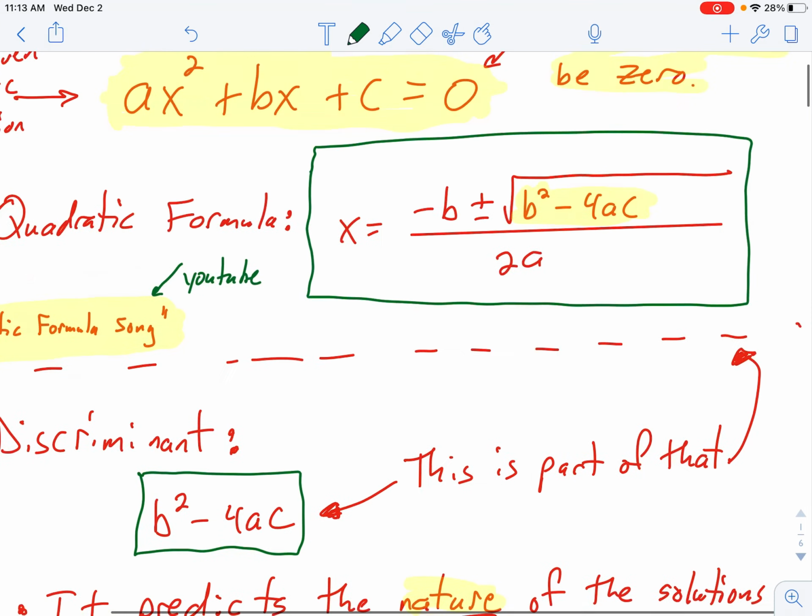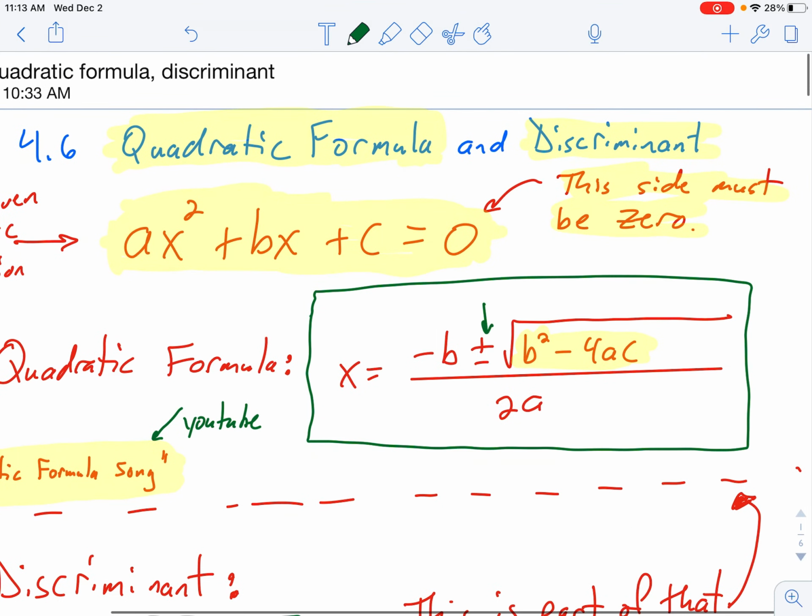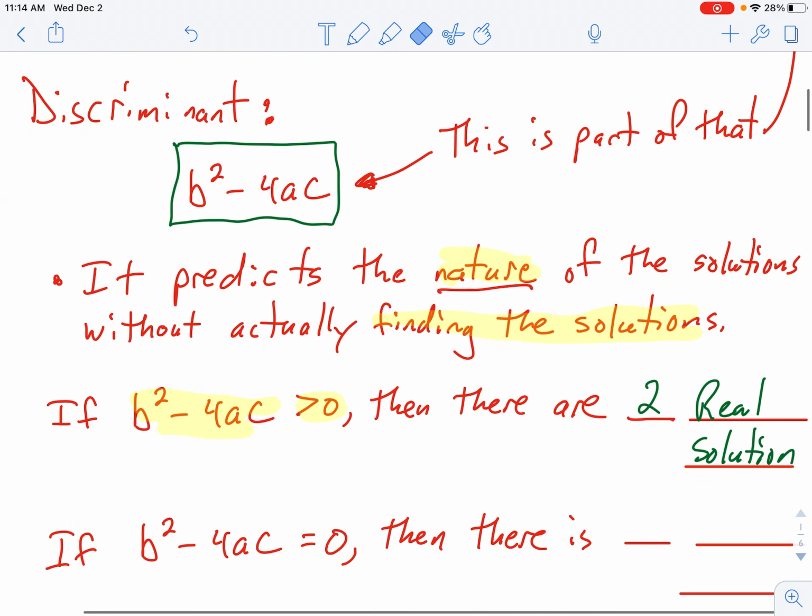Why are there two real solutions? Well, because when you plus, you get one, and when you minus, you get the other. Plus minus means you have to add and then subtract. So two real solutions.